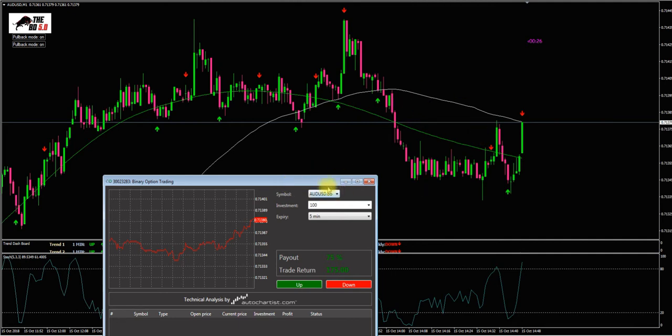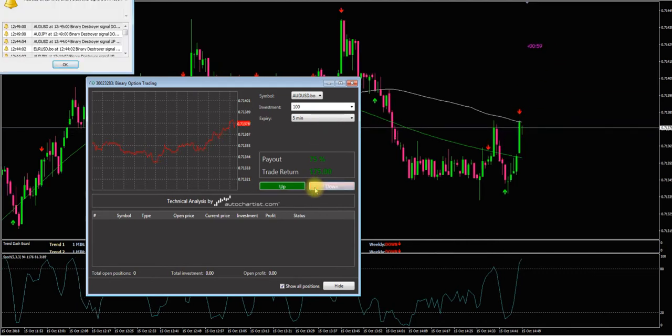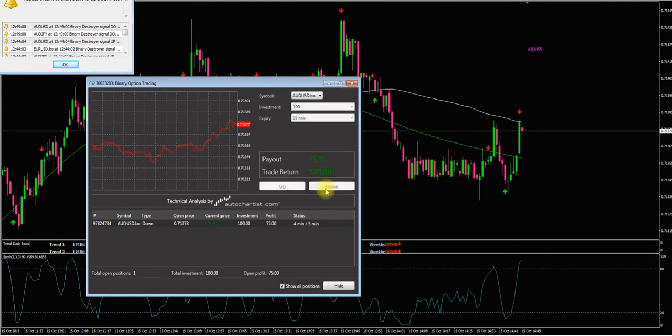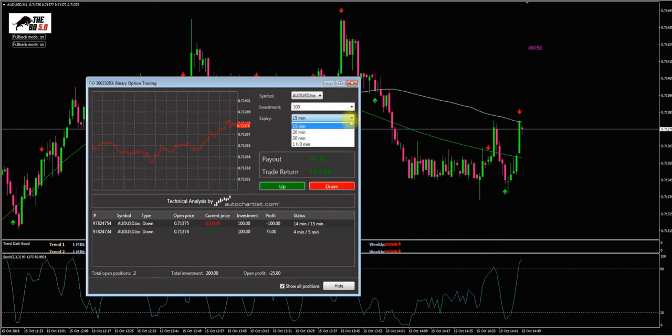In fact, let me just get into a trade here. I'm going to go for two trades, a 5-minute and 15-minute, and we'll see, hopefully both of these win. So let me just wait for this candle to close. Here we go. Right, I'm in. It was a bit late. I'm going to go for 15 minutes as well. And in fact, I might go for a 20-minute as well.